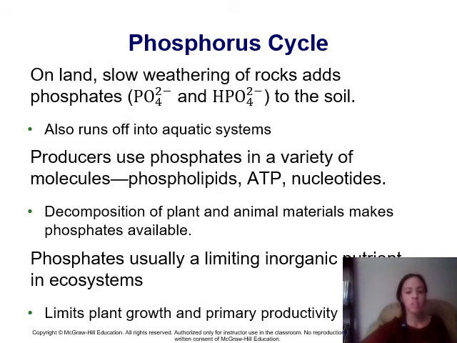Phosphates can be made available to plants by slow weathering of rocks or by the decomposition of dead plants and animals. Generally, the amount of phosphates within an environment will always be in use by something, and as a result, phosphates will be a determining factor in the number of species within an environment.